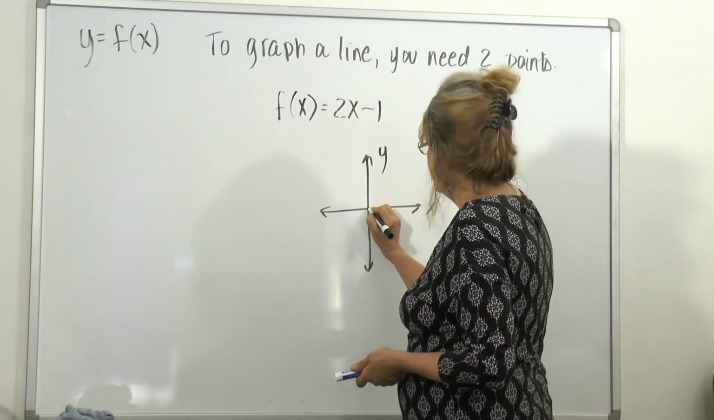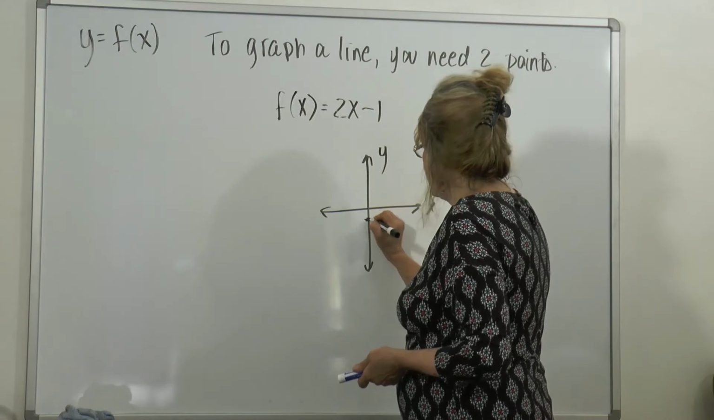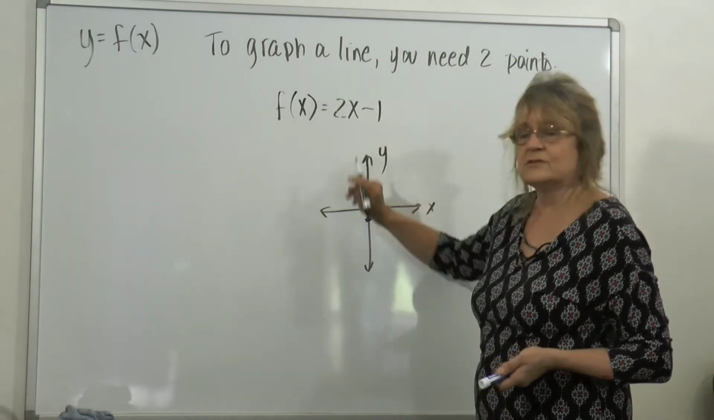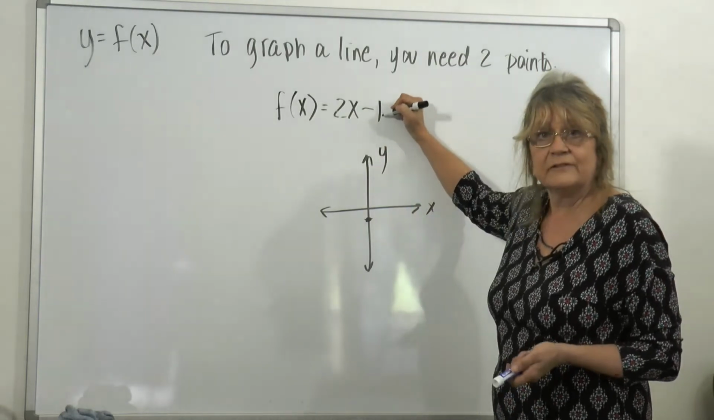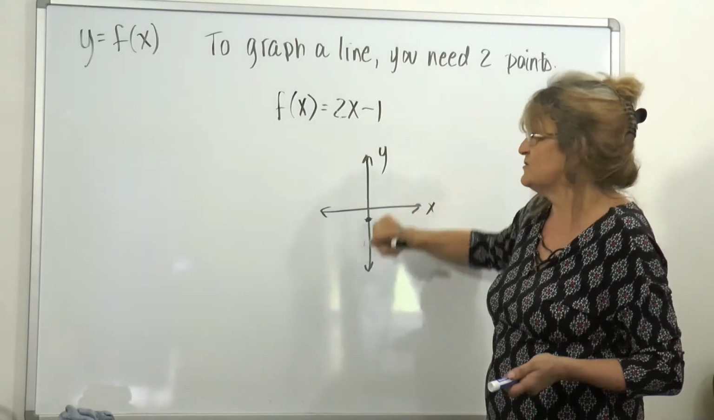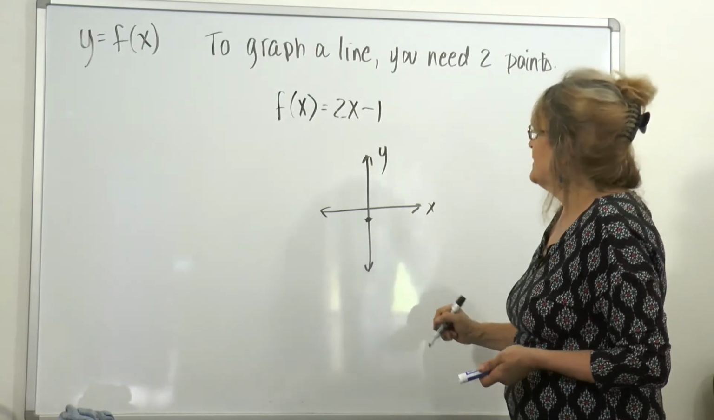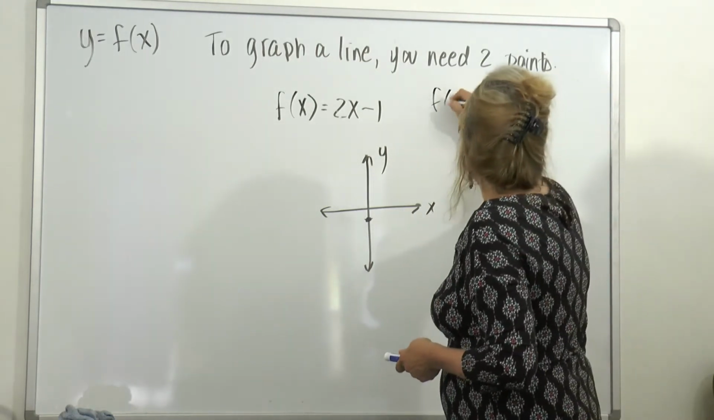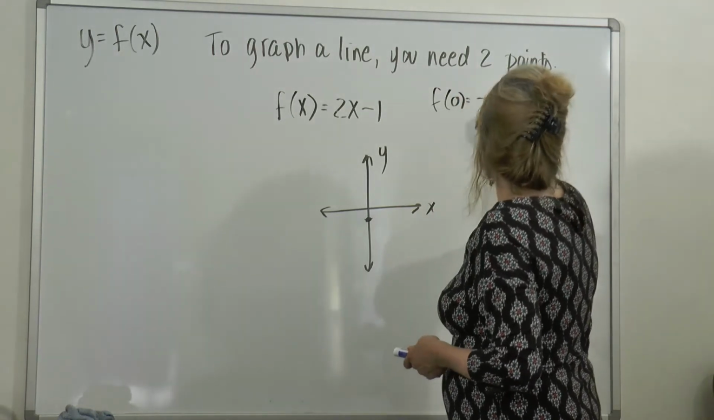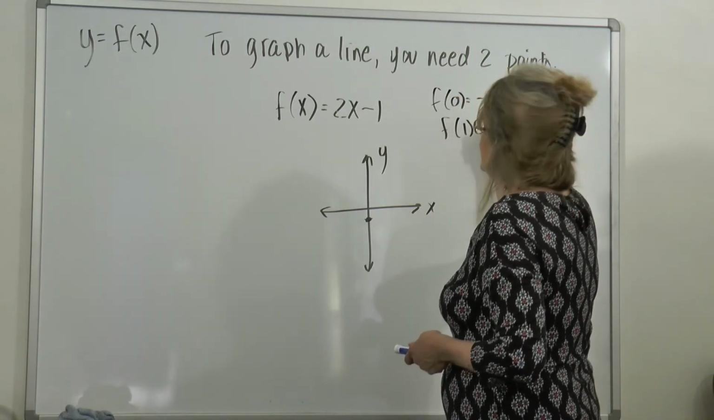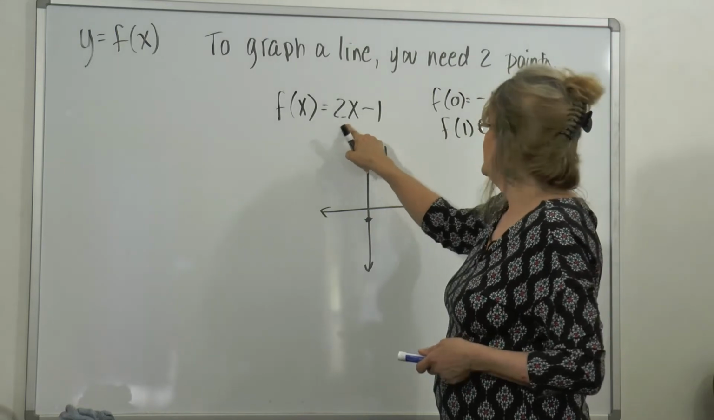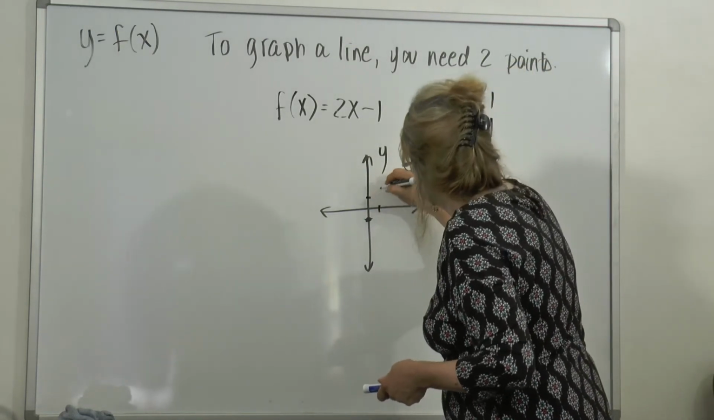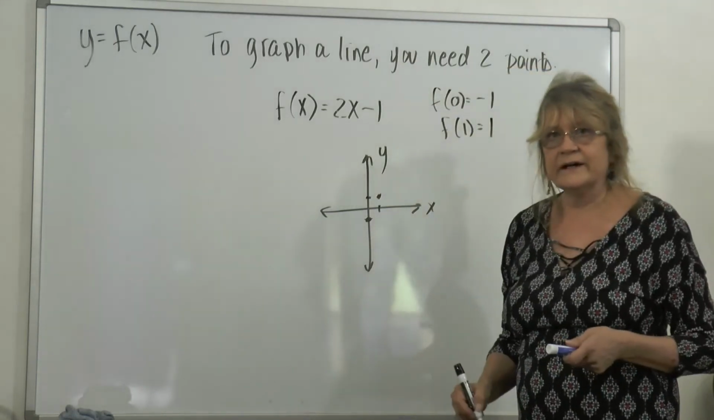So 0 in the x direction, -1 in the y. Again, that's your y-intercept. So you don't even need to do that part. Just whatever number here doesn't have a variable attached to it, that's where it crosses your y-axis. Now, to get a second point, I could use f of 1. So we have f of 0 is equal to -1. F of 1, 2 times 1 is 2, minus 1 is 1. So 1, 1 is another point on that line.